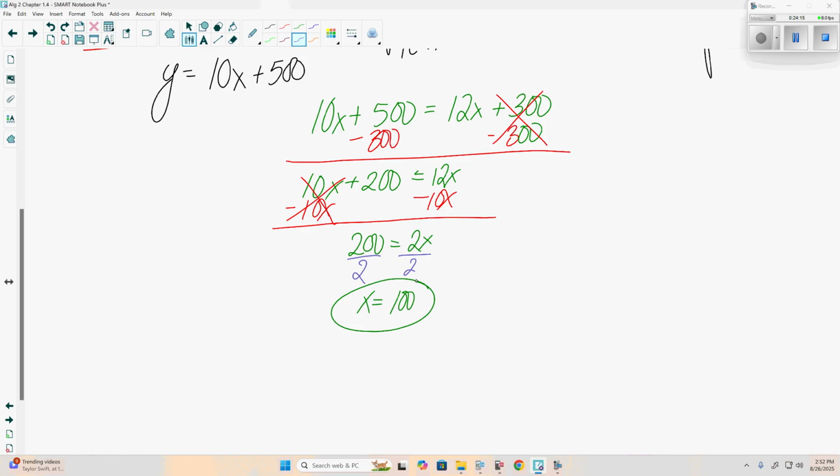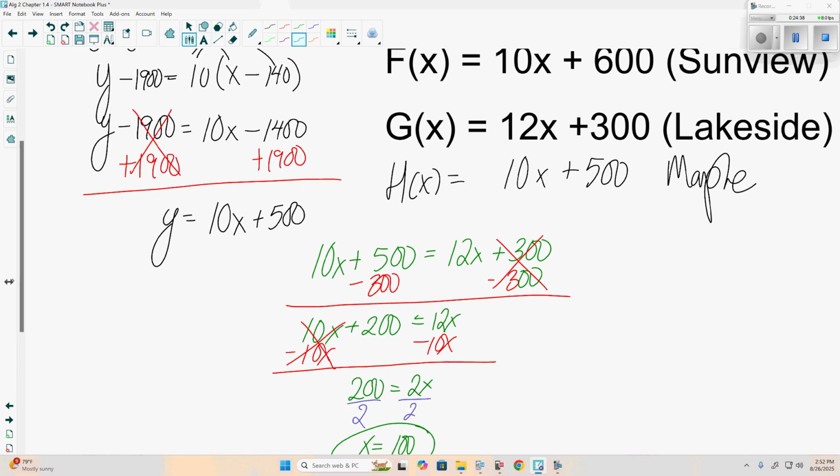So that means one of two things. We need to either have more than 100 students or less than 100 students. Which one do you all think it will be? Which one has the higher cost just to rent the place? Sunview has the highest, but we're not focused on it. But between Lakeside and Maple, which one has the higher rental cost? Maple, because it's starting out at 500, yes? So if we have less than 100 students, Maple should be more.